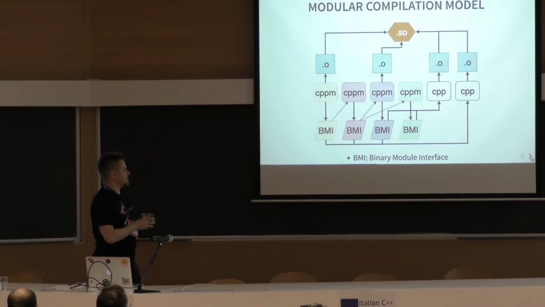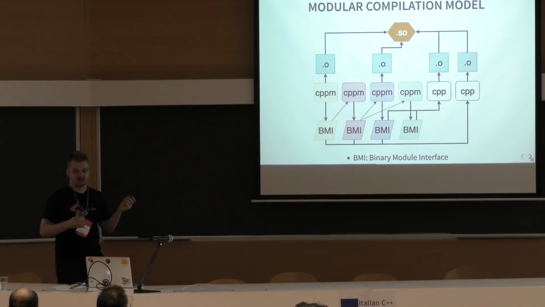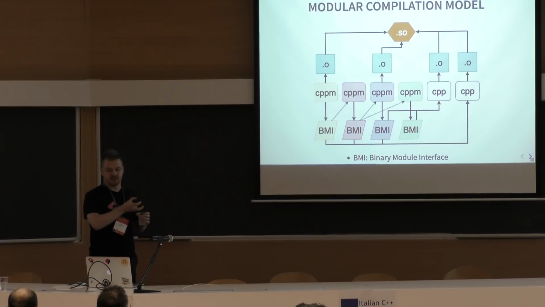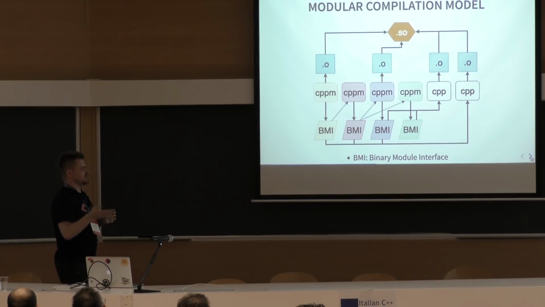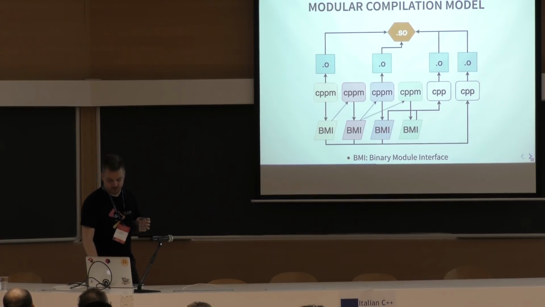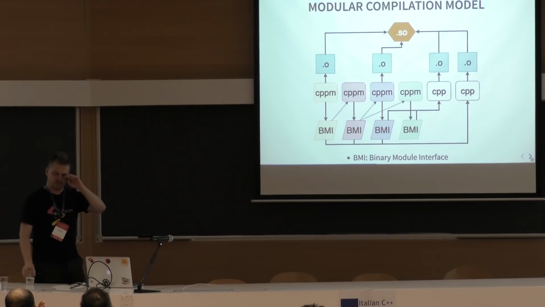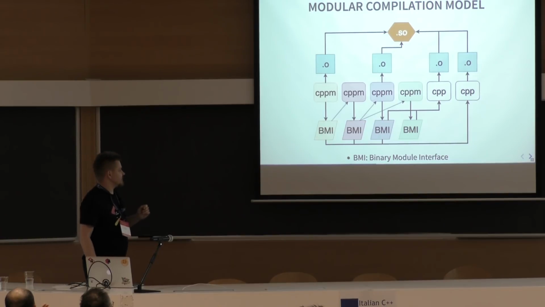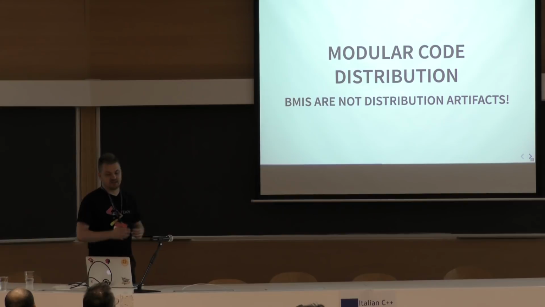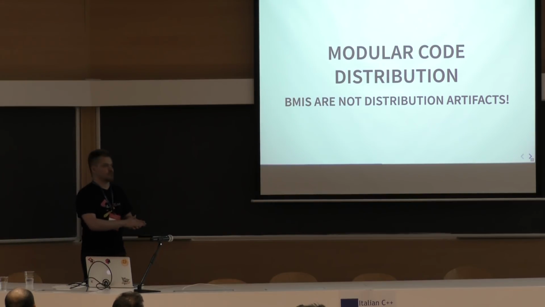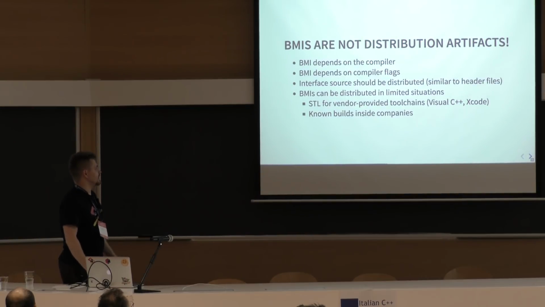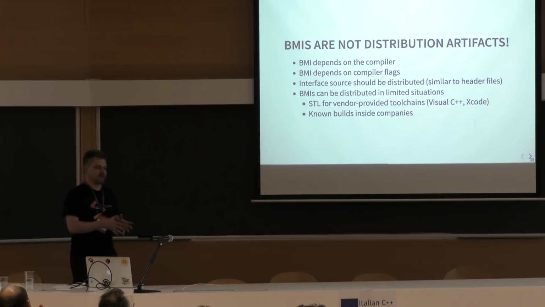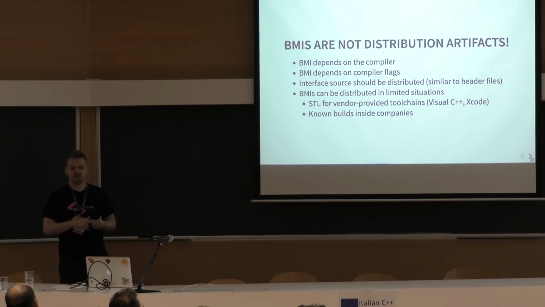So see, it's less straightforward. It has more steps. It has more dependencies. But now modules are first-class citizens here, not unlike headers. And the build system is aware and should be aware of the modules. And another thing, just to mention, it's probably the most common misconception about modules: these BMIs are not distribution artifacts. In general, you don't want to distribute them. You want to distribute source code, as it was with headers. Why? Because a BMI is heavily dependent on the compiler, on the toolchain, on the flags used to build it.